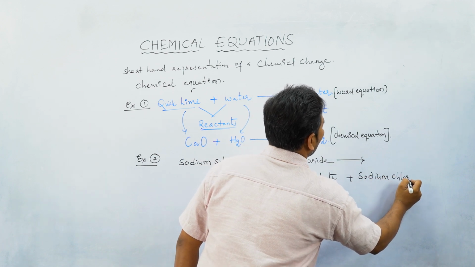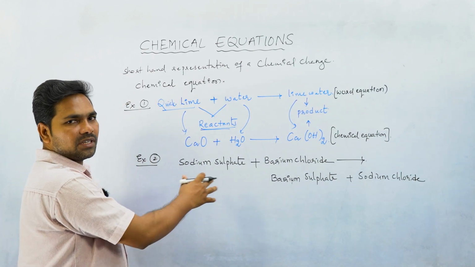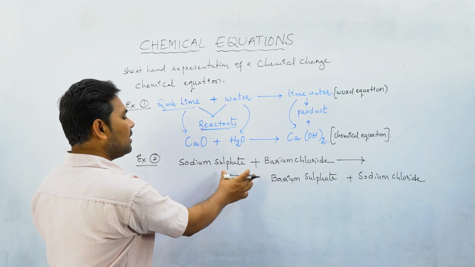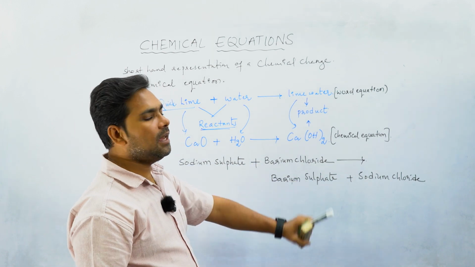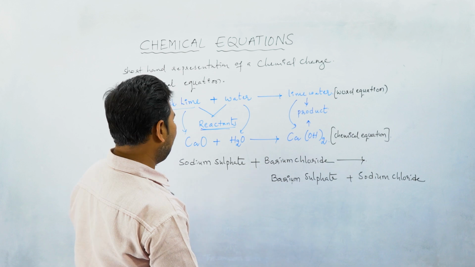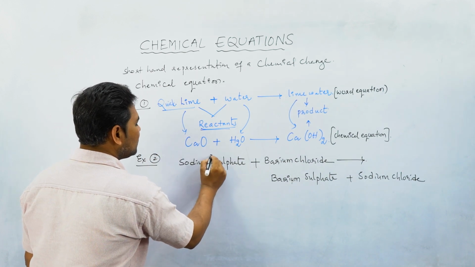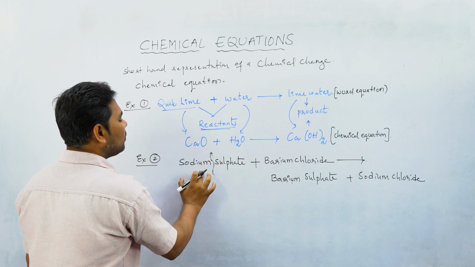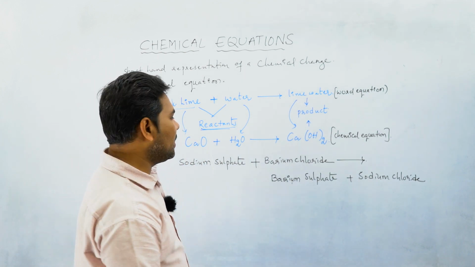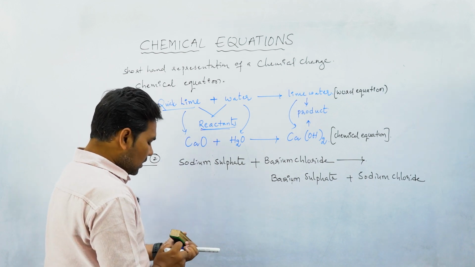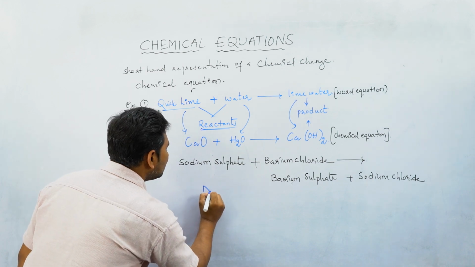Sodium chloride. Now this is a word equation for the second activity. Then we write the chemical equation by replacing the chemical names with their chemical formulae. Sodium sulfate, sodium ion, sulfate ion, you can see, right? We can split it into sodium ion and sulfate ion. Sodium Na plus 1, sulfate SO4 minus 2. As a result, what is the chemical formula of sodium sulfate?